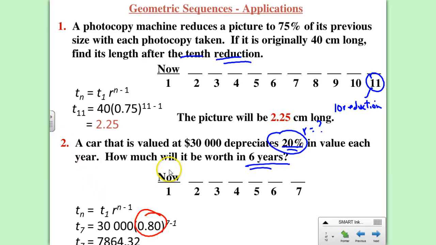Now that we have that, the actual answer is pretty straightforward. So the value of the car is $7,864.32. All right.